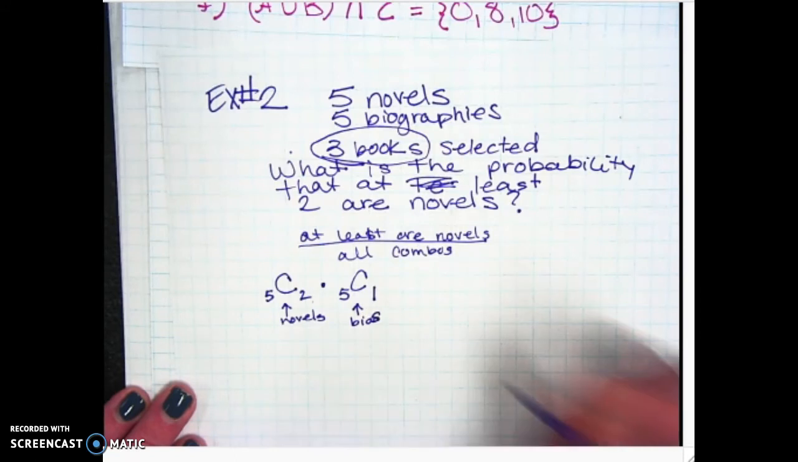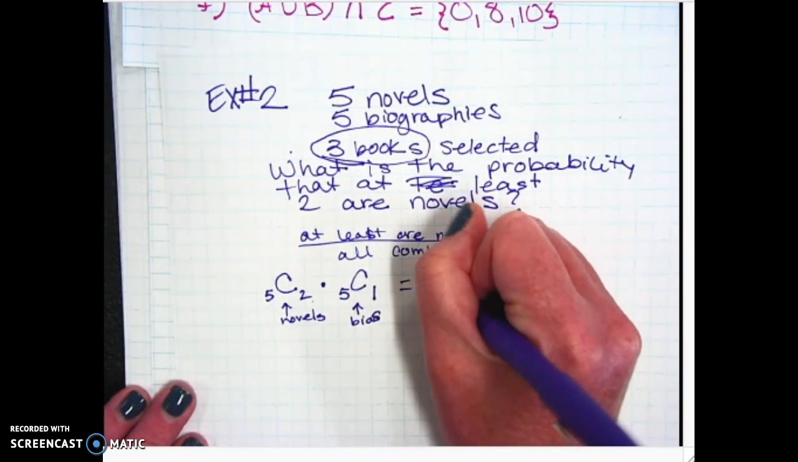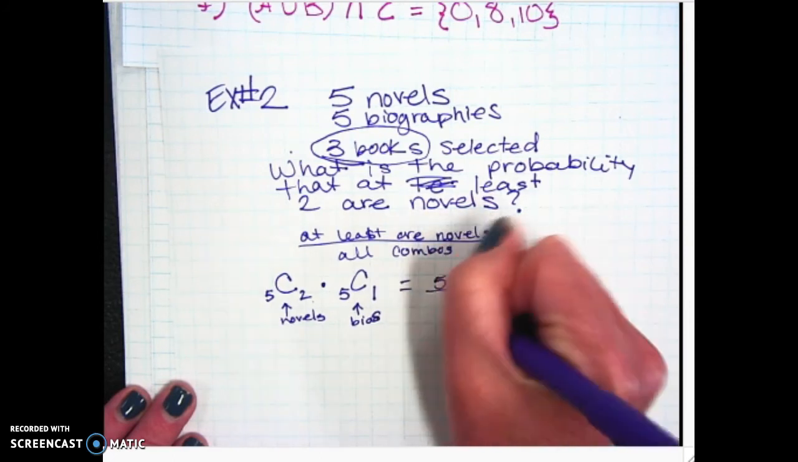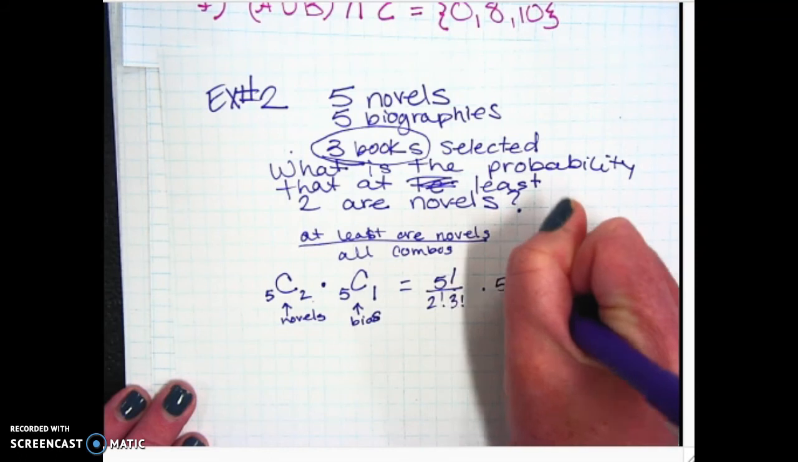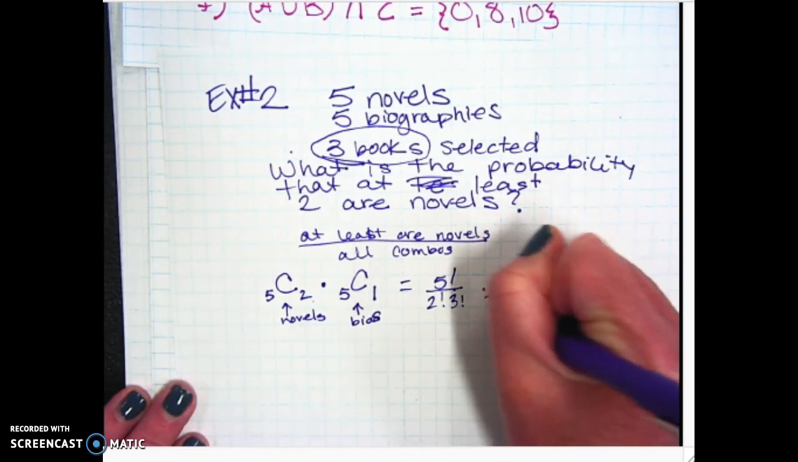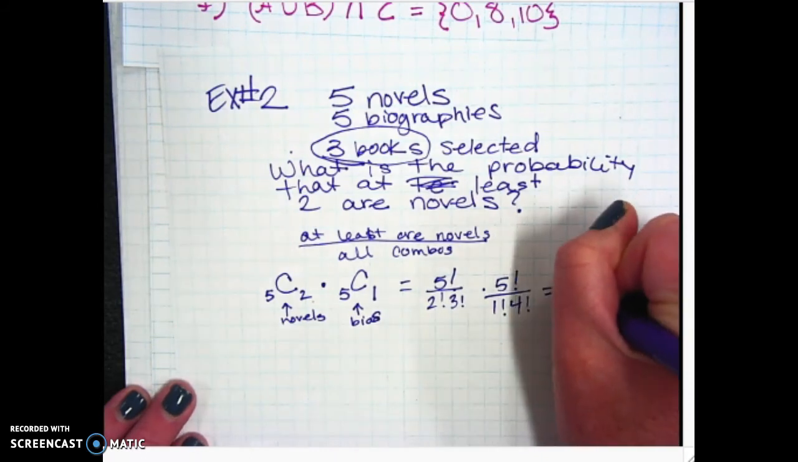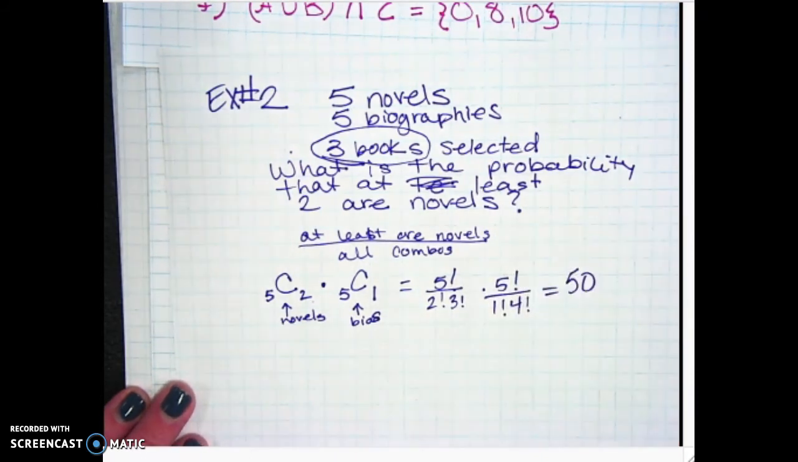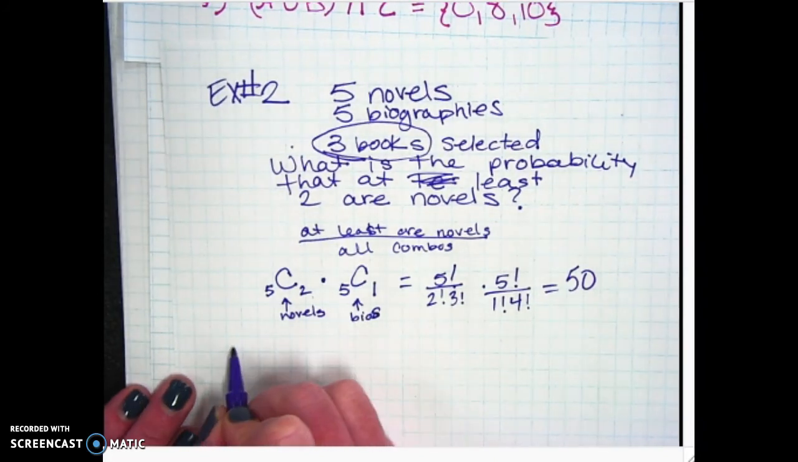You can either punch that in your calculator or put it in the formula. So if you put it in the formula, it's going to be 5 factorial over 2 factorial, 3 factorial, times 5 factorial over 1 factorial, 4 factorial. I got 50. Okay. All the combinations, let's do that now. All combos.